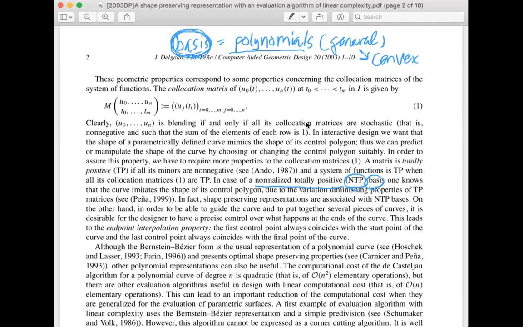And if you want to make sure that your new curve, or your new sequence of polynomials, can form the curve, or if you want to prove that this one has the shape preserving property, you need to prove it for the NTP basis. And this is a long story. You have to find the whole location matrix and so on, right?